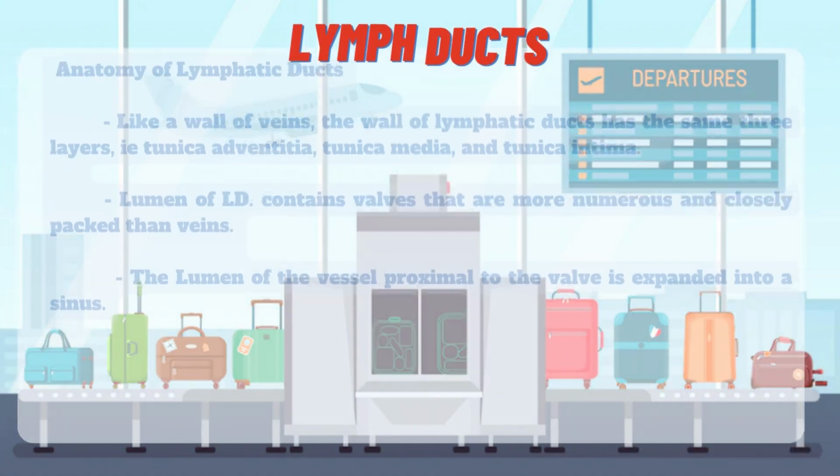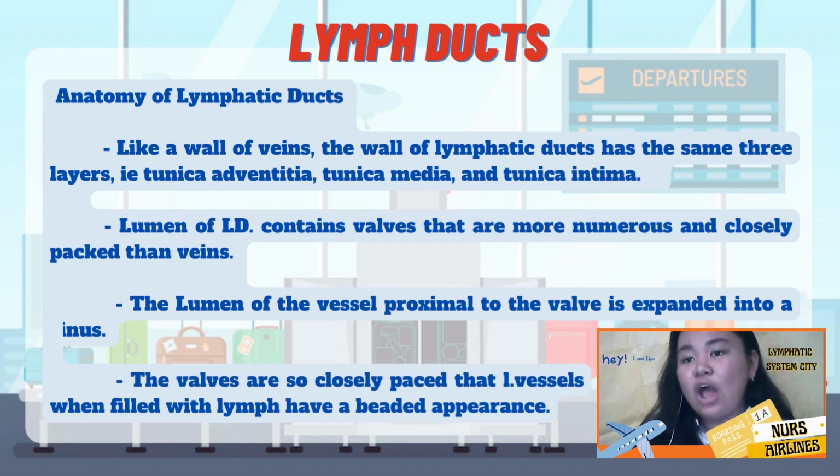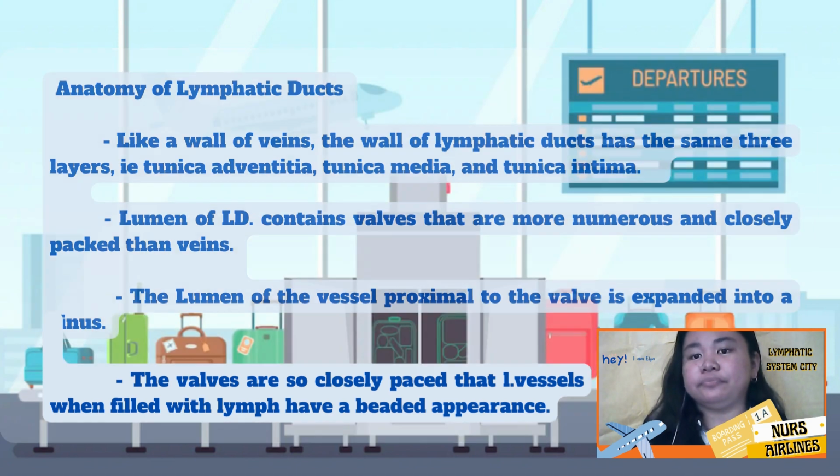Like the wall of veins, the wall of a lymphatic duct has the same three layers: tunica adventitia, tunica media, and tunica intima. And as we all know, the lumen of a lymph duct contains valves that are more numerous and closely packed than in veins. In addition, the lumen of the vessel proximal to the valve is expanded into a sinus. Because the valves are closely spaced, the lymph vessel, when filled with lymph, has a beaded appearance.